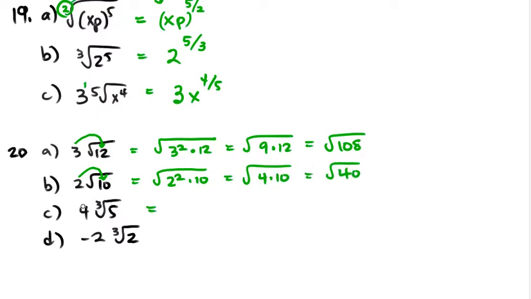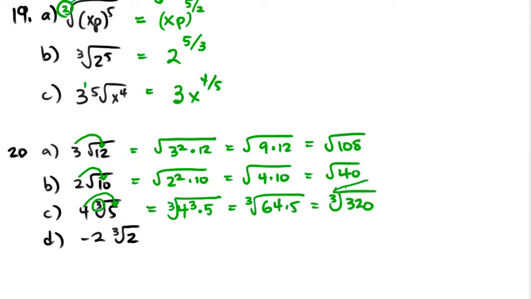For cube roots, when this comes in, it comes in as 4 cubed times 5, and keep that cube root sign there. And 4 cubed is 64. 64 times 5 is 320. So just make sure that you keep that cube root there. That's often a mistake.